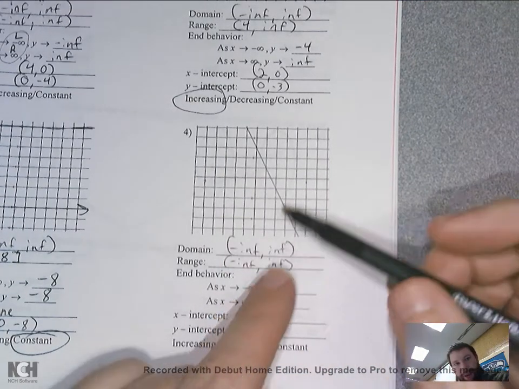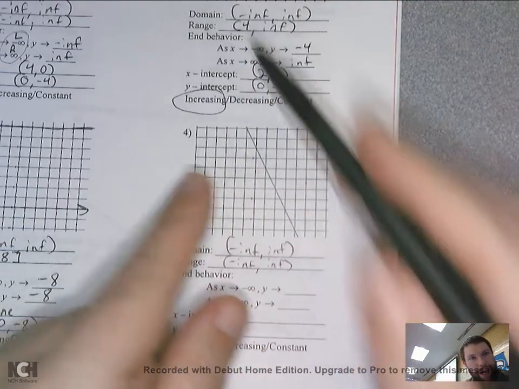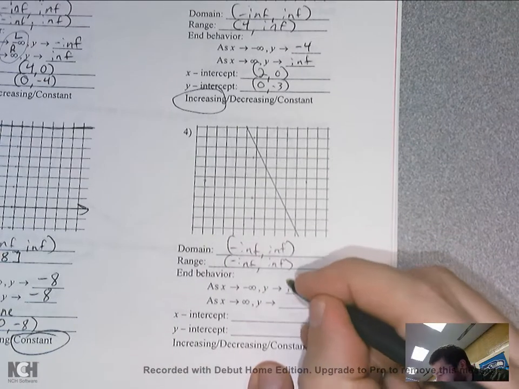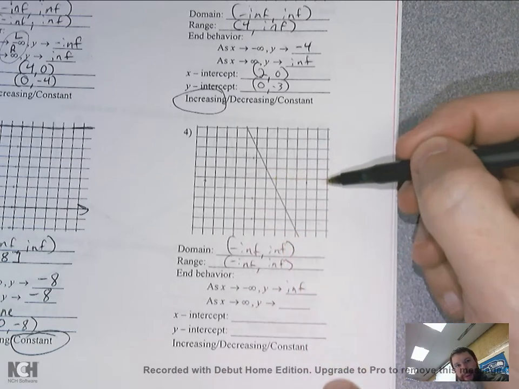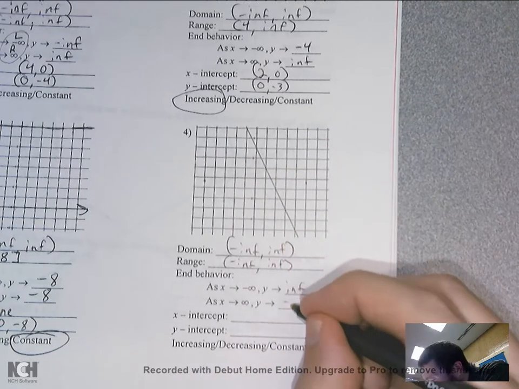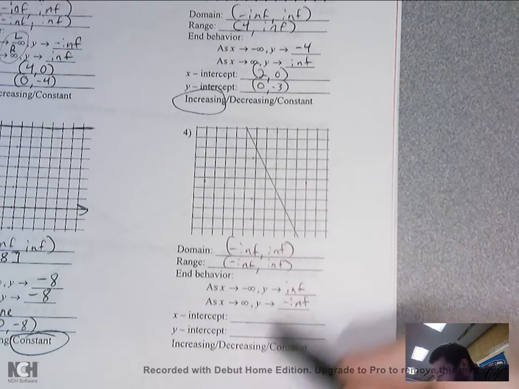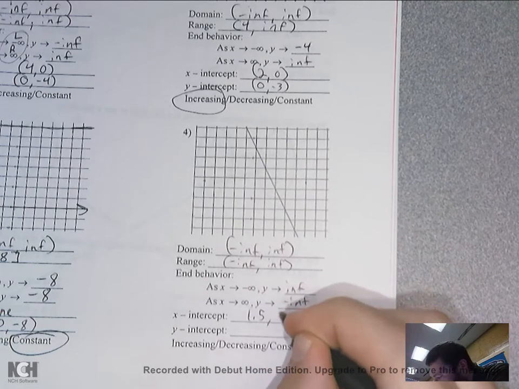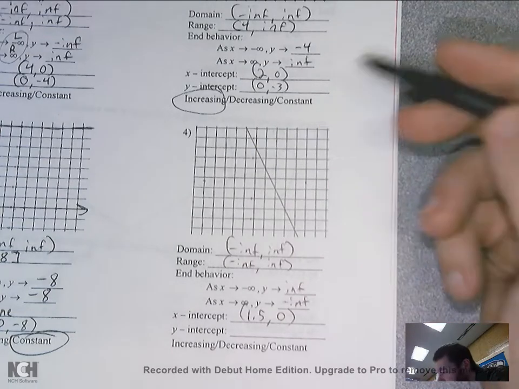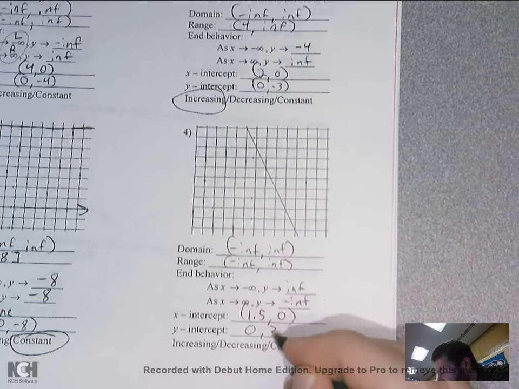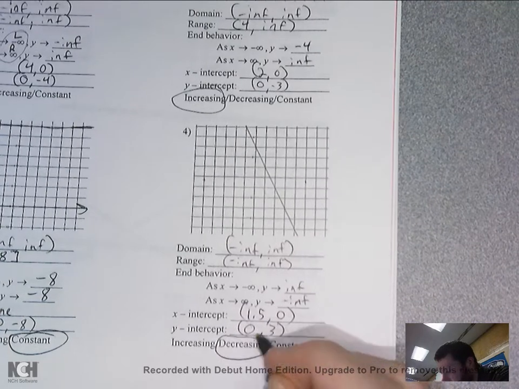So end behavior, as x goes to negative infinity, or as it goes to the left, our line is going up. Up is positive infinity, right? So positive infinity. As x goes to positive infinity, so to the right, y is going down. Down is negative infinity, right? So negative infinity. The x-intercept looks like it's hitting at 1.5. So 1.5 for the x-intercept. And the y-intercept looks like it's hitting at 3. So 0, 3. And it is going down from left to right, so that is decreasing.